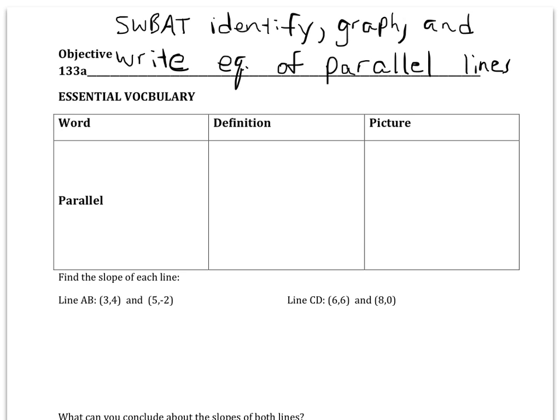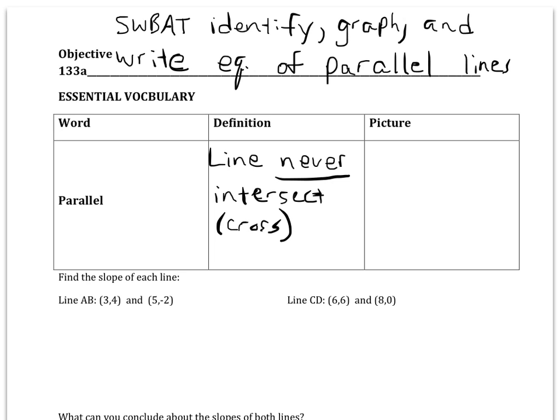Alright, parallel lines. First of all, the definition of parallel lines is that the lines never intersect. The synonym for intersect is the lines never cross each other. I'm not going to be able to draw mine perfectly, but if you have two straight lines that never intersect, you can almost think about it like railroad lines. Those lines never intersect. They stay the same distance apart the entire time.